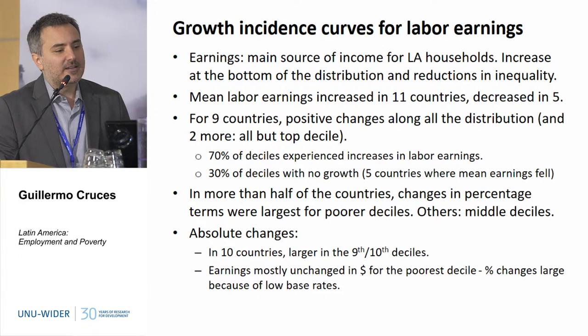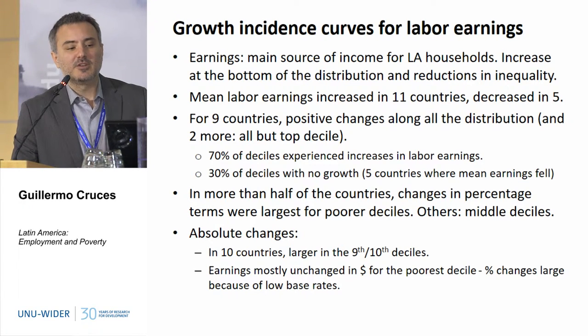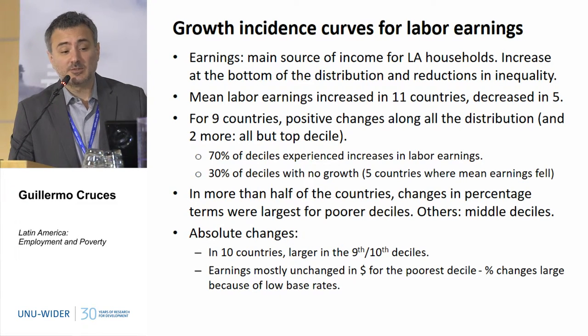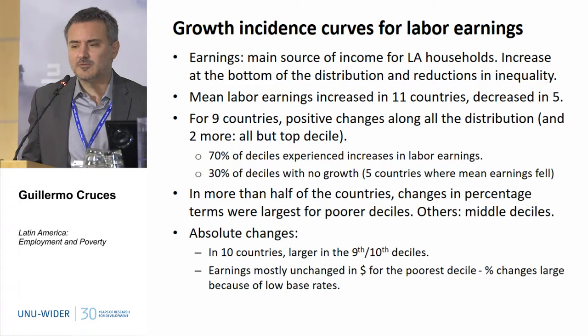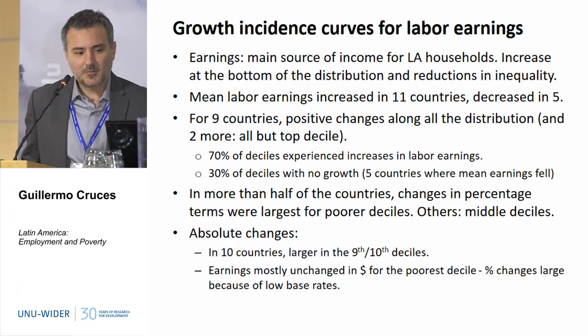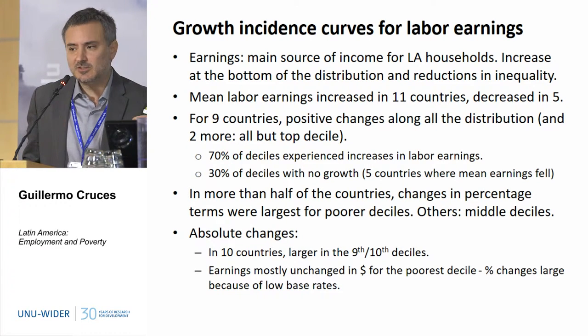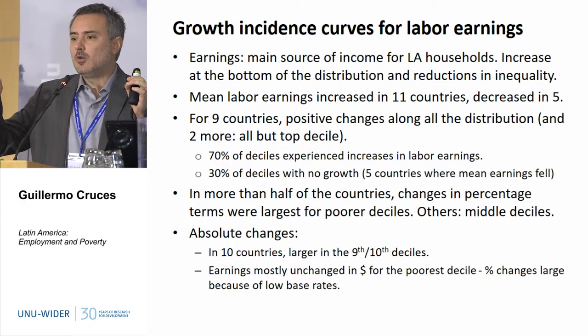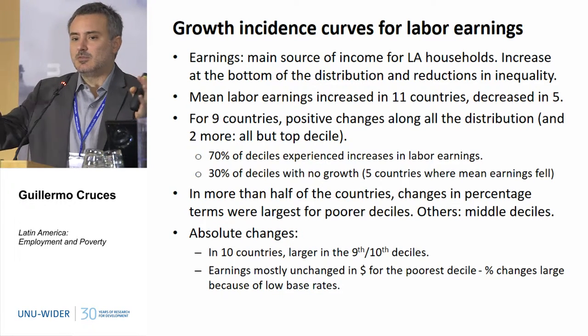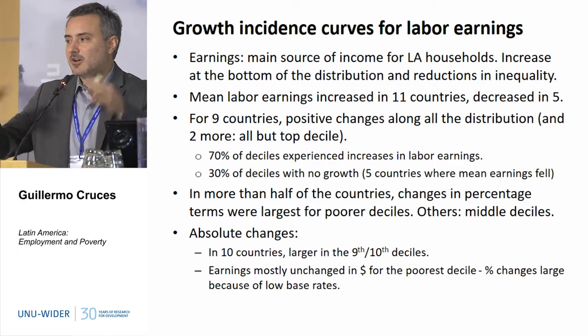What we find in these incidence curves is that the main finding that we reported earlier was that mean labor earnings increased in 11 of the countries we study. They still fell in 5 of these countries. So there's heterogeneity in the region, but for the 11 countries in which they increased, we have positive changes along all the distribution. And that is great. For the remaining two, we have positive changes for all but the top decile. We basically have 16 countries and 10 deciles, so we have 160 deciles.